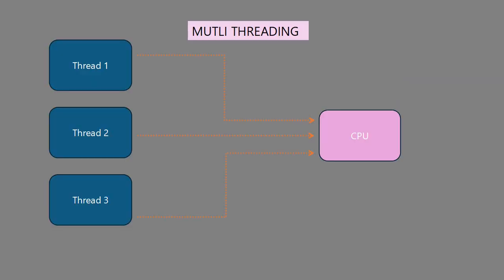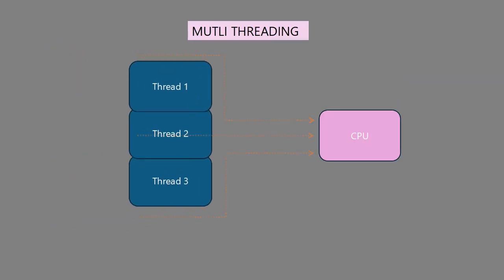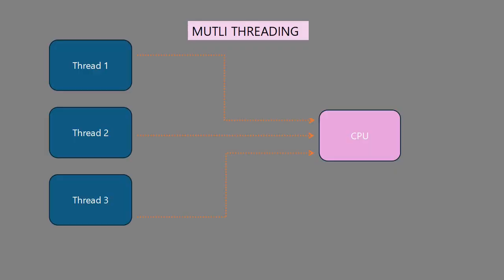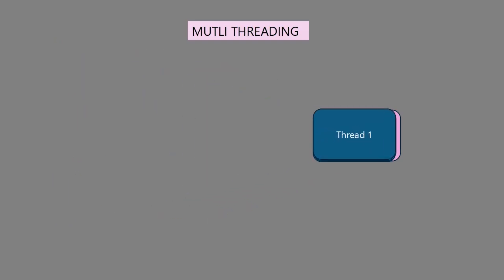Now in a multi-threaded application, threads share the CPU based on a scheduling algorithm, giving the illusion of parallelism, that threads are running simultaneously. Now, let us see in code how to do it.